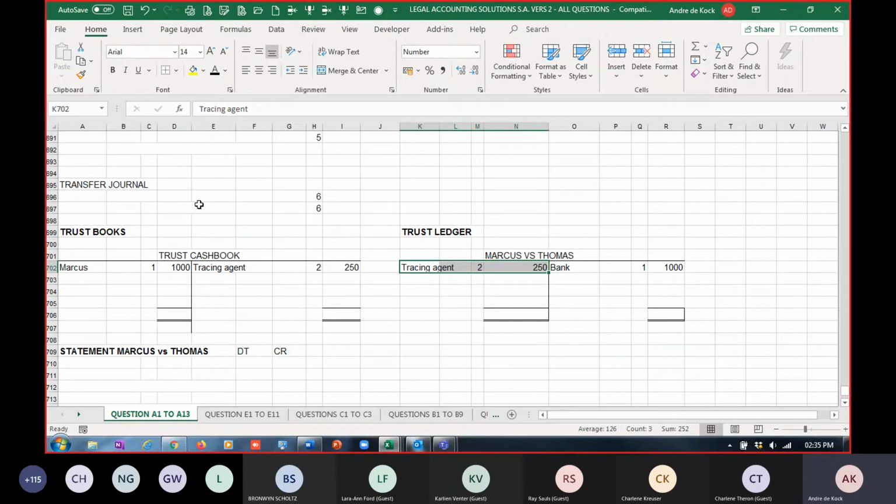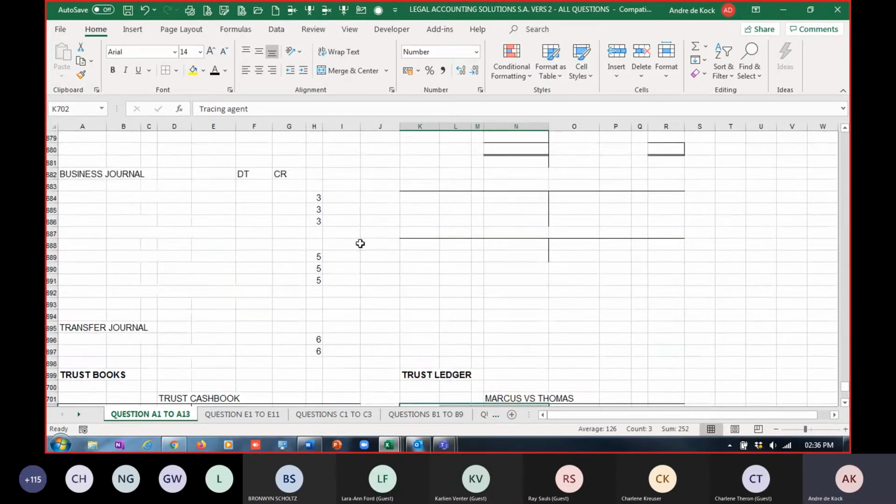I now charge a letter of demand and summons fees a few days later. Once the tracing agent, must be a couple of weeks later, has finally found Thomas, tells me this is where he is, and now I prepare a letter of demand and a summons. I make out an invoice. Who do I make out the invoice to? Marcus in the matter of Thomas. Letter of demand and summons fee 300 plus VAT at 15%, 345.